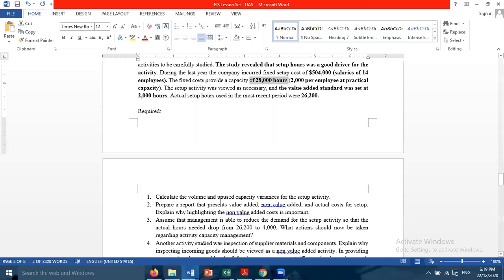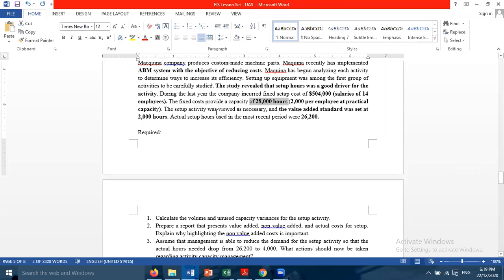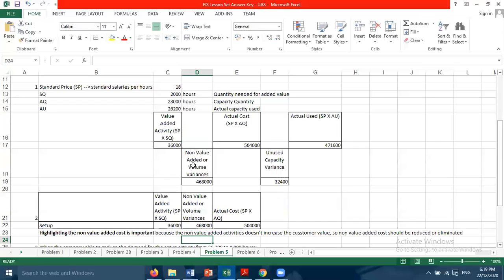Okay, so what exactly are these variances? These variances are practically the differences, or the deviations, we get from the normal capacity to the needed capacity, which is practically 2,000, right? So we'll see first, okay, right? So this is the dollar amount of the value added activity that is actually needed. So we actually only need to spend 36,000 for value added activity, which is the standard price multiplied by the hours needed for added value, right? So we actually only need 36,000 for value added activity.